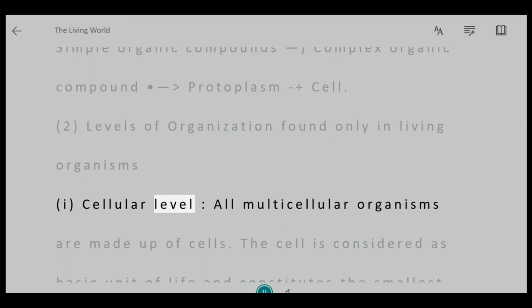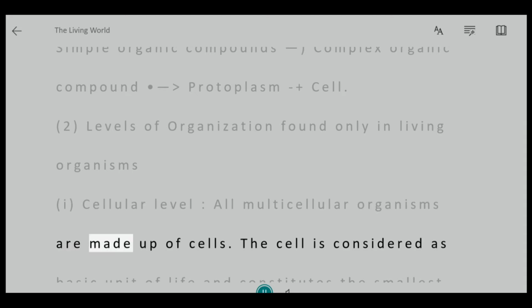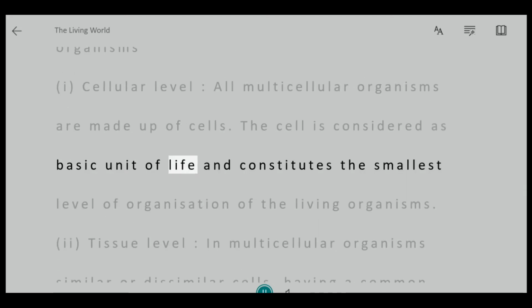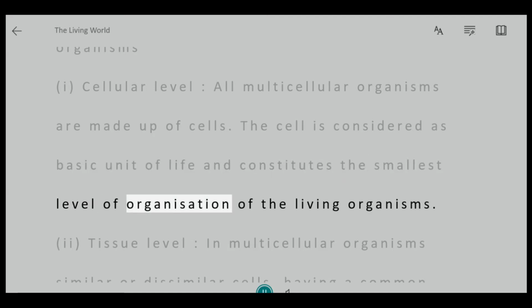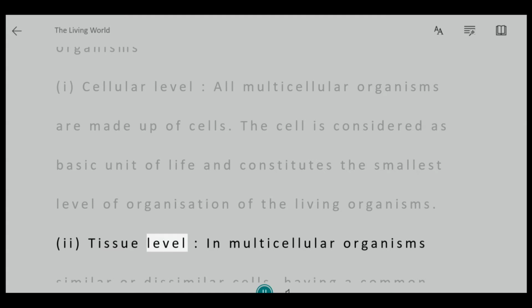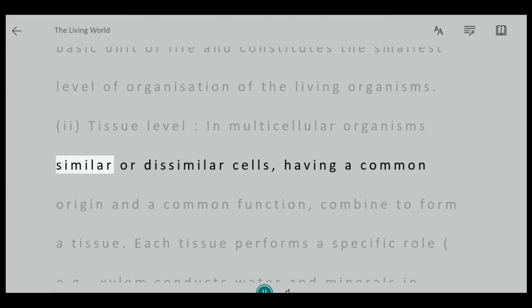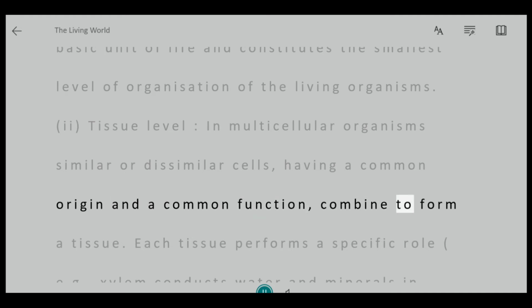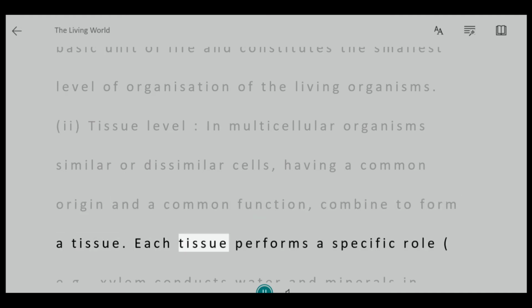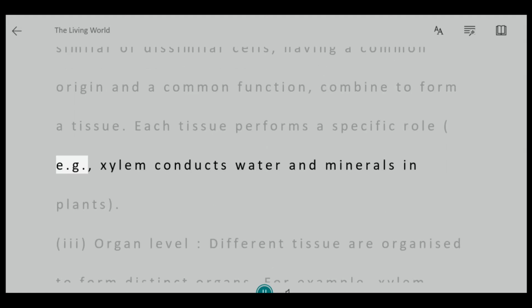1. Cellular level. All multicellular organisms are made up of cells. The cell is considered as the basic unit of life and constitutes the smallest level of organization of the living organisms. The second, tissue level. In multicellular organisms, similar or dissimilar cells, having a common origin and a common function, combine to form a tissue. Each tissue performs a specific role, example xylem conducts water and minerals in plants.